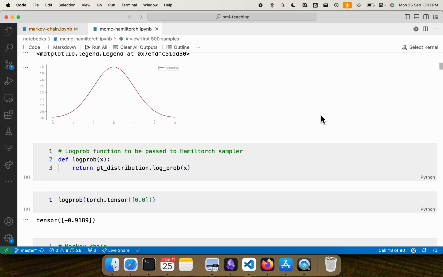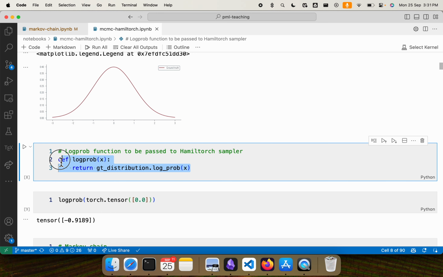The posterior has a normalization constant, which is one of the harder things about doing Bayesian inference. It is one of the reasons why we end up doing things like MCMC or variational inference or Laplace approximation. We don't have easy access to the normalization constant. So what a practical MCMC library like Hamiltorch or BlackJAX requires is just a log probability function.